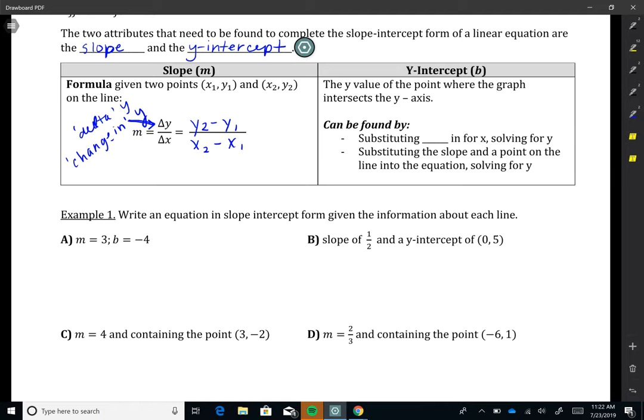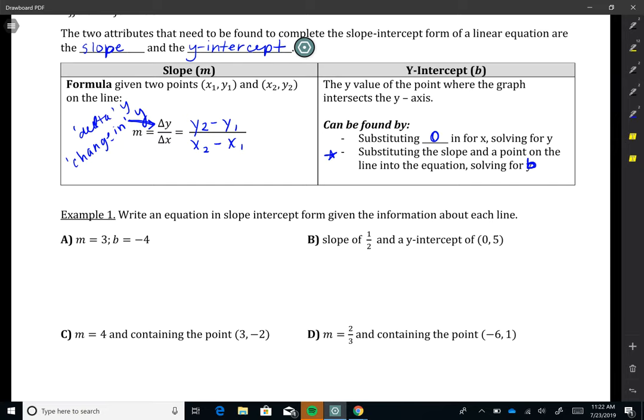Then, if we are not given the y-intercept, our b value in the equation, we can find it a couple different ways. We can either substitute 0 in for x and solve for y, which we'll be doing sometimes. But more specifically with this type of equation, we'll probably be substituting the slope and a point on the line into the equation and solve for b. Excuse me, I have a typo there. We'll fix that.